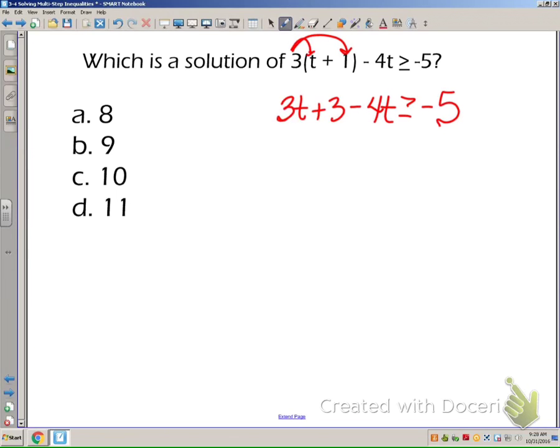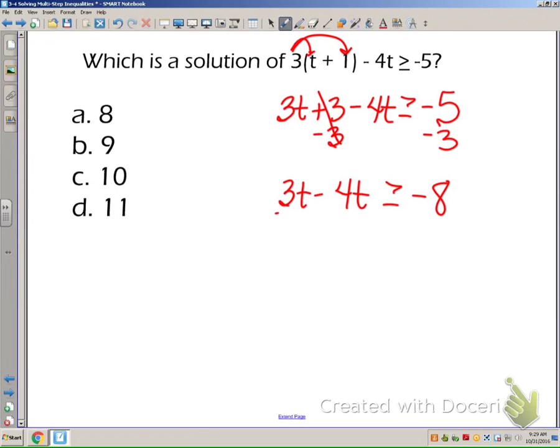If you think back to doing this with Mr. Rose and equations, you would at this point probably do circles and squares. So if you want to do that, go ahead. I would first subtract 3 from both sides to get rid of it, so that I've got my t's on one side and my non-t terms on the other. So I've got 3t - 4t is greater than or equal to -8. Negative 5 minus 3 is negative 8.